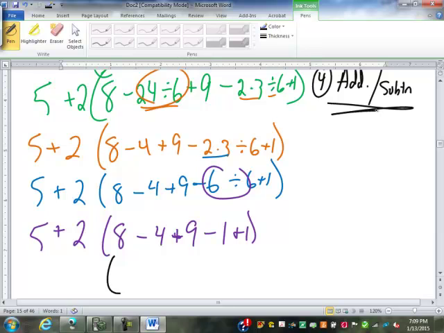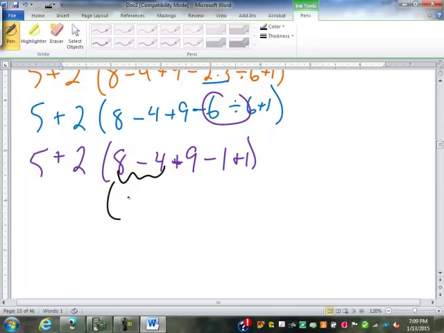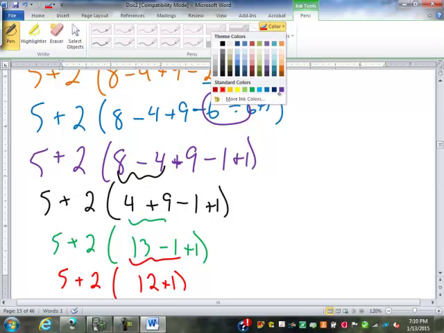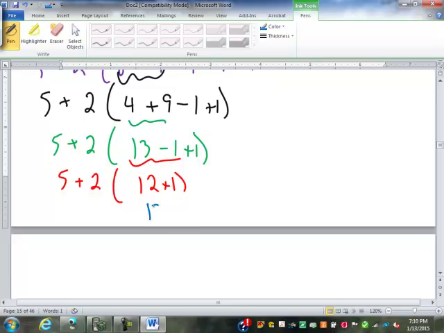Next level, addition and subtraction. Well, it's all addition and subtraction left, so we're just going to go left to right. 8 minus 4 is 4. 4 plus 9 is 13. Now, a lot of people at this point say, well, can't you do minus 1 plus 1, just cancel it out? Well, in this case, it would work, but sometimes it doesn't, so you got to be careful. 13 minus 1 is 12. 12 plus 1 is 13.